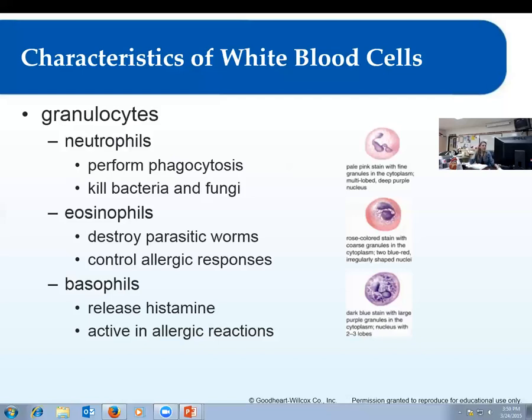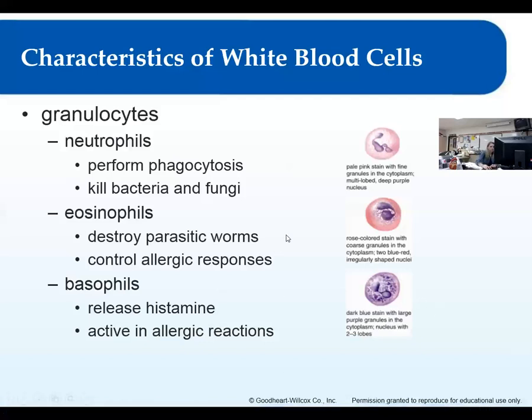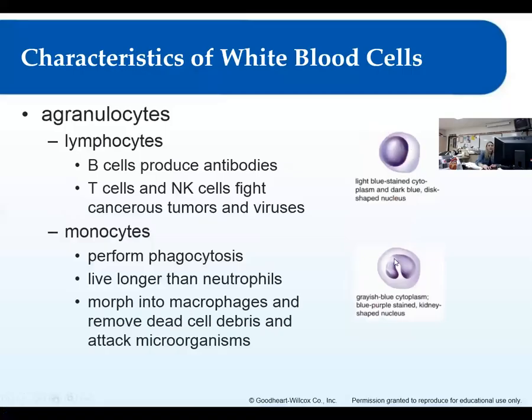Agranulocytes are these next two. If you'll notice, their cytoplasm is really clear. They don't have all those little granules in them. First we have lymphocytes. These make up your T cells and your B cells, and these are kind of specific white blood cells.